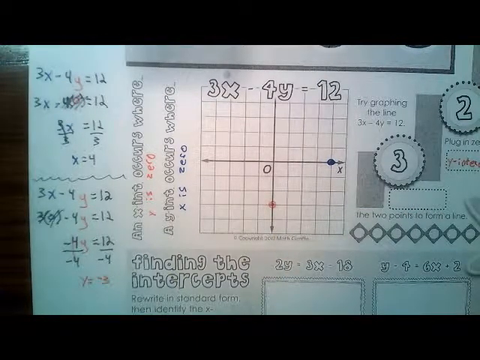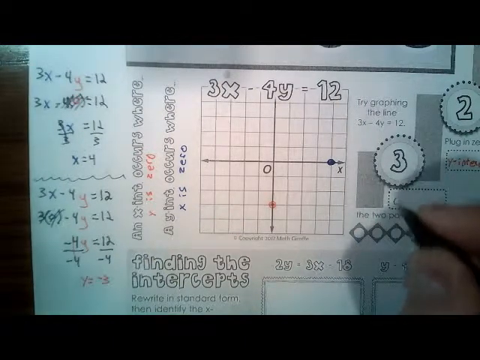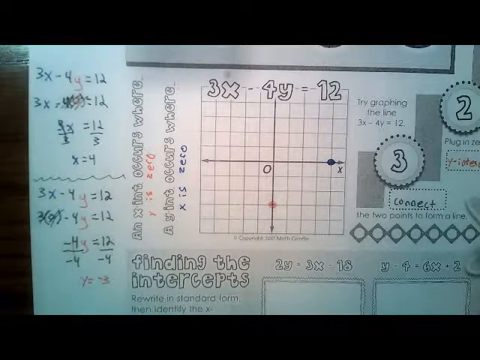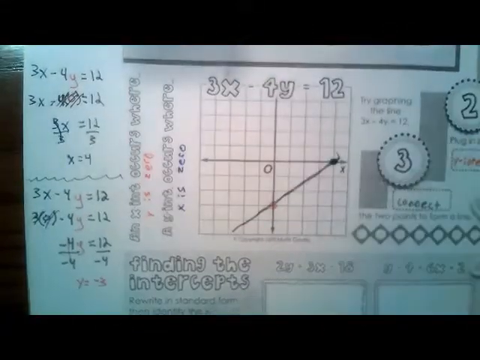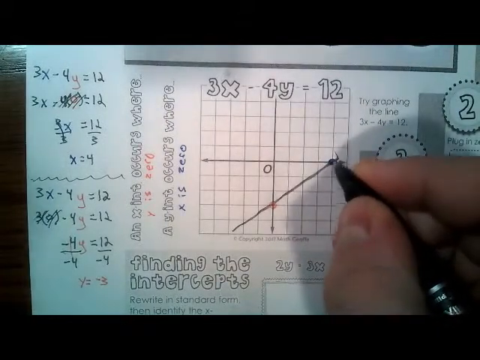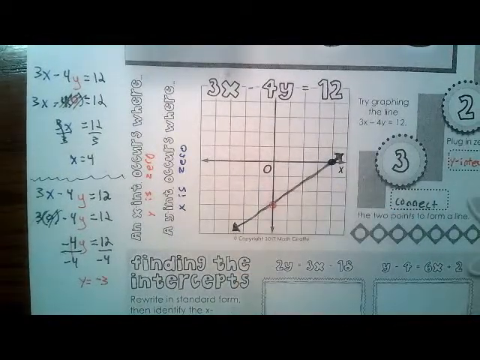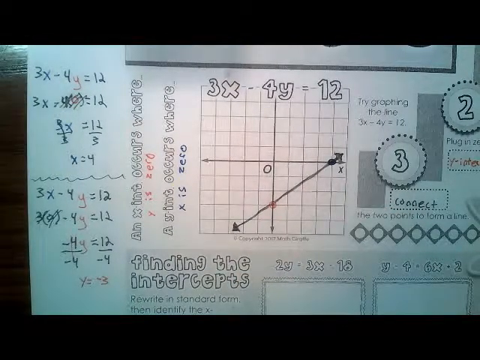And my very last step here is to connect these 2 points. I don't have my ruler again, so I'll just use my book, and I'll make a nice straight edge. Connecting those points, making an arrow because I know that this line never stops, and that's it. That's all there is to graphing in standard form.